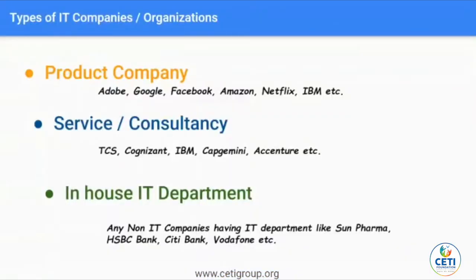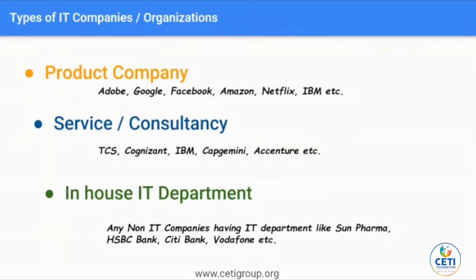Okay, now whatever company we have around us, whatever you know of, they mostly fall into one of these three categories. One is product company, I'll explain each of them. Another is services or consultancy, and the third one is in-house IT departments. When we say product company, they generally create their own products, and their end customer can be anyone. For example, Adobe, Google, Facebook, Amazon, Netflix.